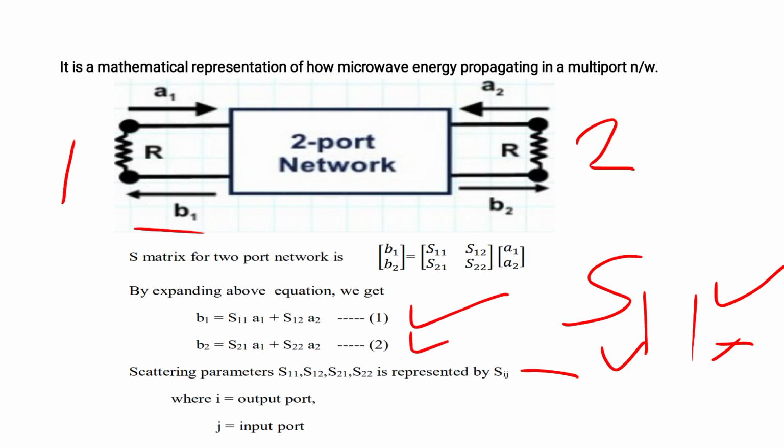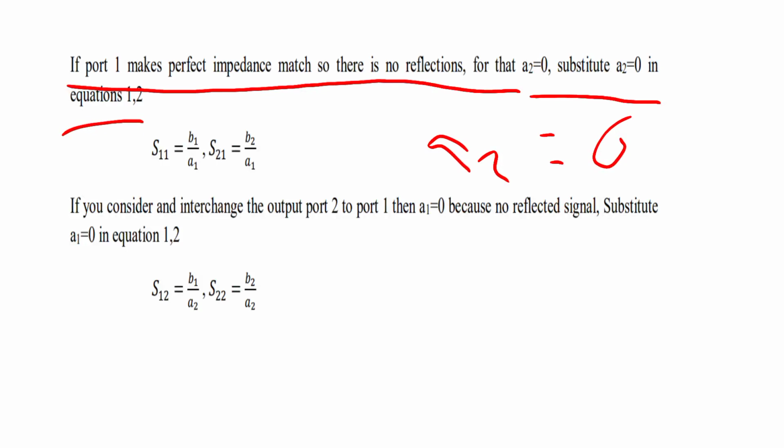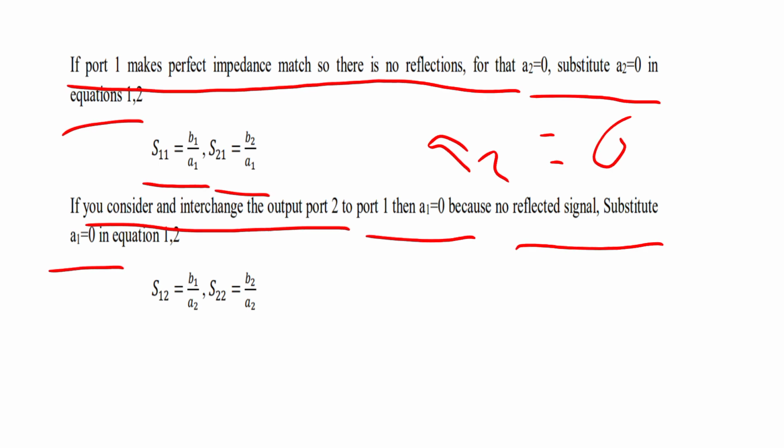In the previous equations 1 and 2, we get S11 equal to b1 by a1 and S21 equal to b2 by a1. Now if we interchange the ports, when port 2 is under perfectly matched condition, then a1 equals 0. When port 1 is perfectly matched, a2 equals 0, and when port 2 is perfectly matched, a1 equals 0 and there is no reflected signal. Substituting a1 equal to 0 in the equations, we get S12 equal to b1 by a2, S22 equal to b2 by a2.